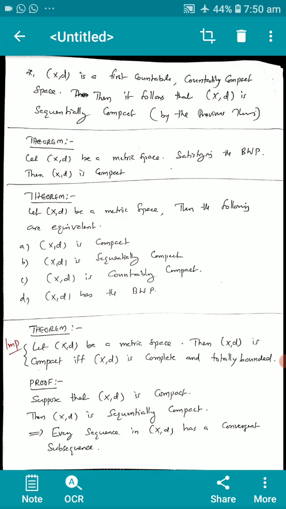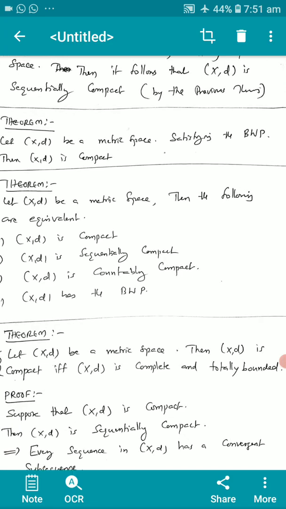Next theorem, let X be a metric space satisfying the Bolzano-Weierstrass property, then X is compact. The theorem follows directly, or its proof can be done the same way.